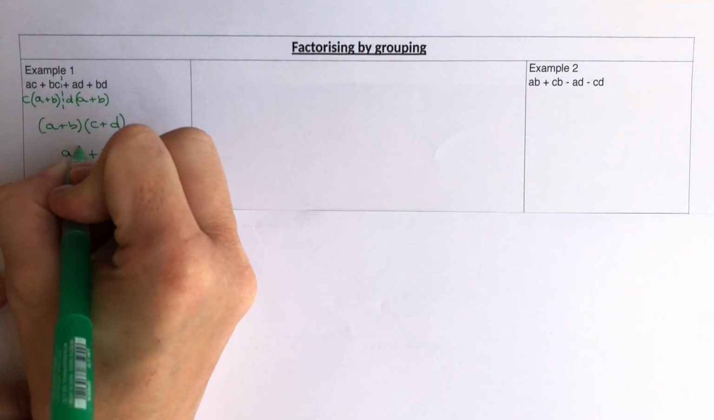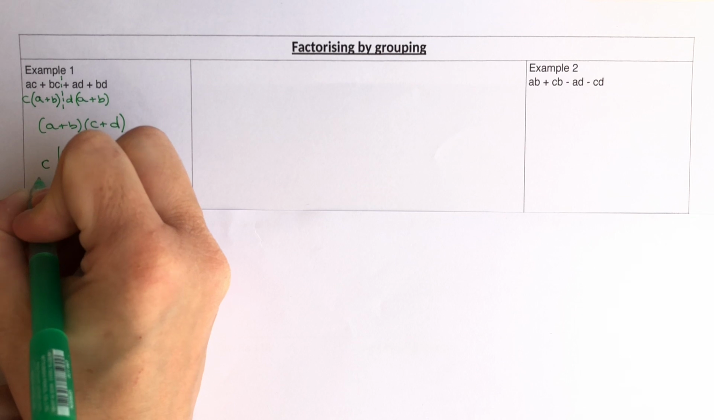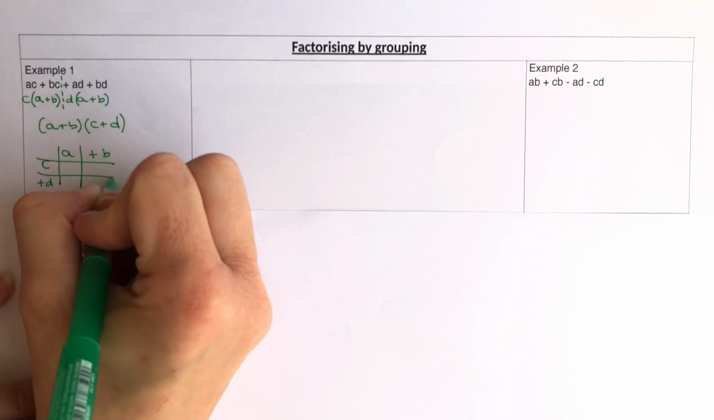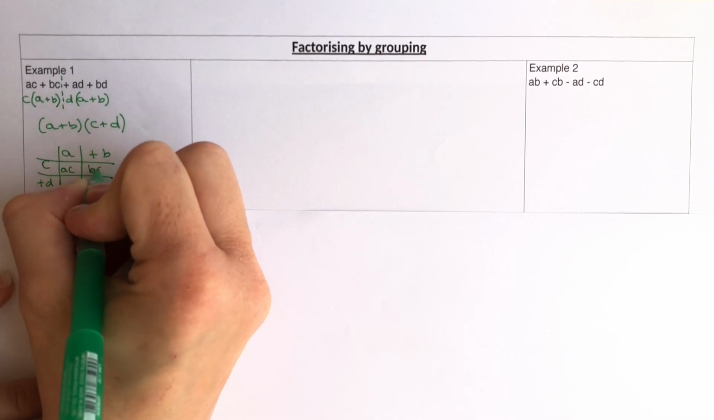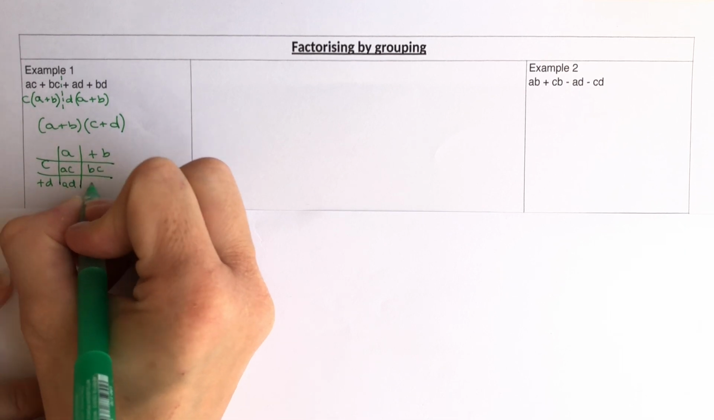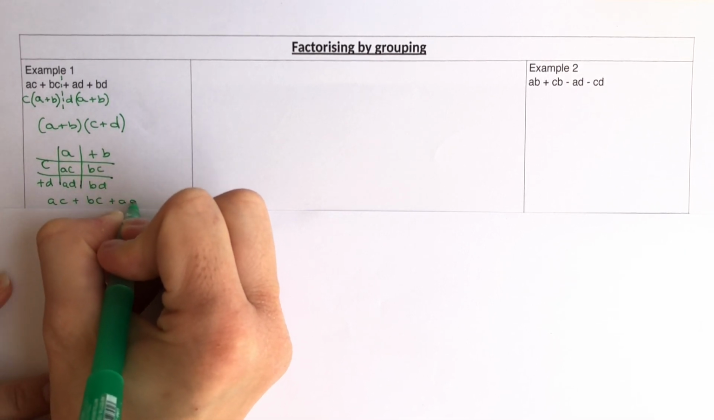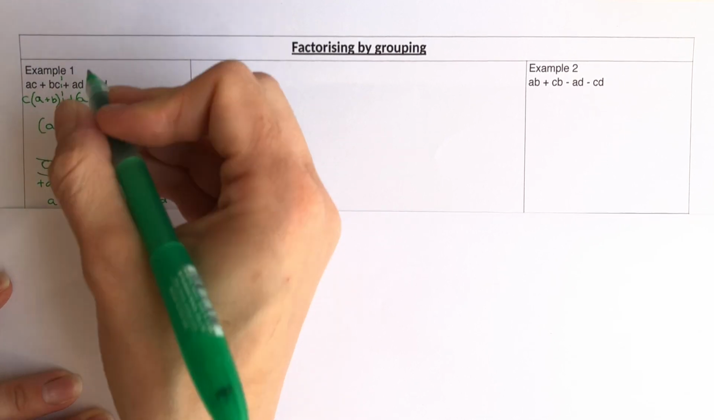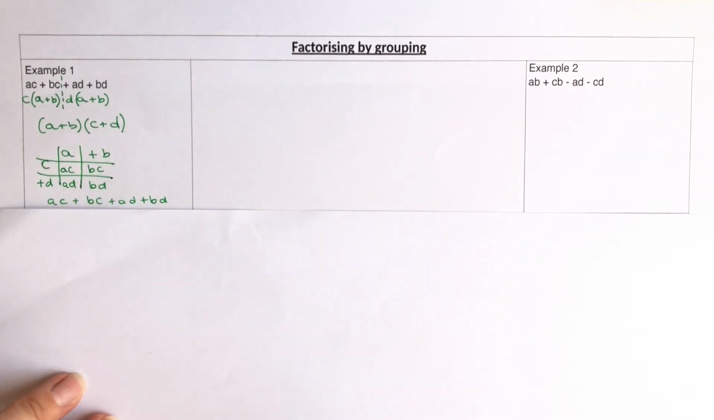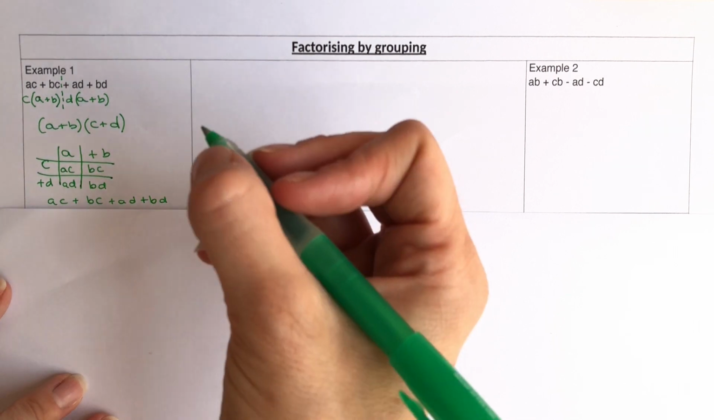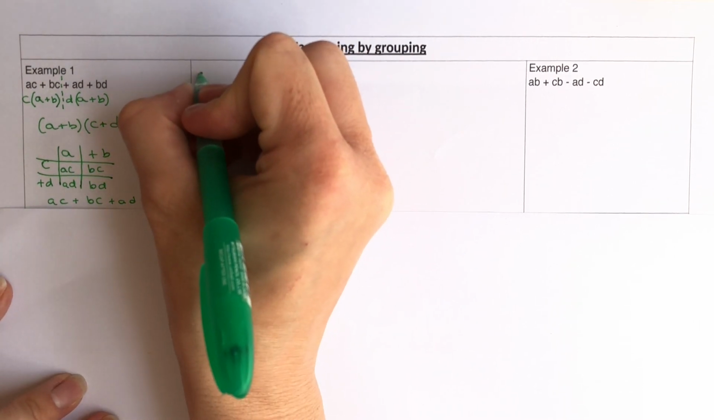So I get A plus B, C plus D. So to get AC, BC, AD and BD. AC add BC add AD add BD. And that is the question. So that is how you factorise by grouping. Let's write down those steps so you can use this to help you.